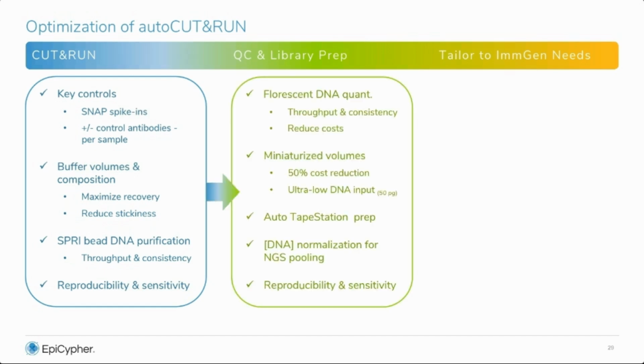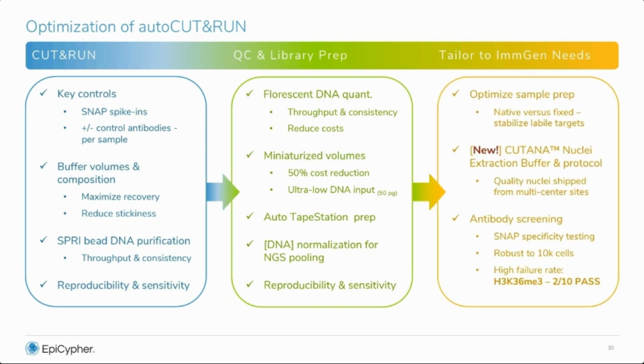We didn't stop at just CUT&RUN. We also automated lots of the quality control checks, using a fluorescent-based DNA quantification system to look at DNA yields. And then we miniaturized our library prep protocol on the robot as well as our TapeStation prep to look at size distribution of the final fragments and normalize and pool the DNA for sequencing. And again, just making sure that these steps were reproducible and sensitive. And then the final step was really to tailor this process to the ImmGen-specific program needs.